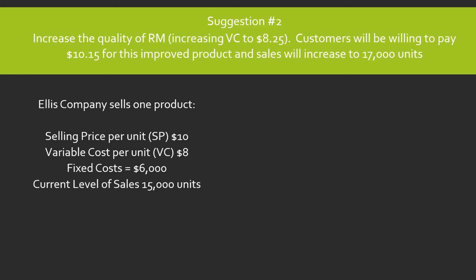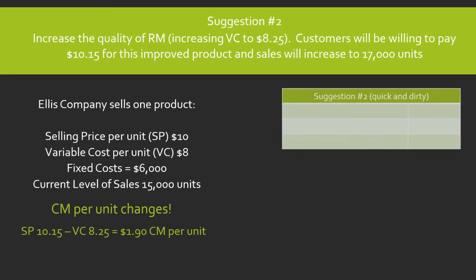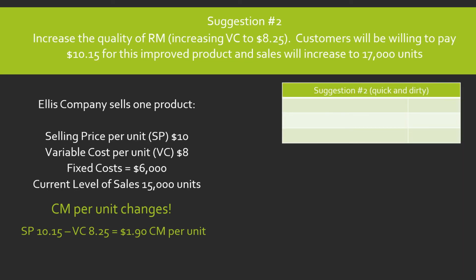So at this point, my contribution margin does change. So I need to calculate a new contribution margin per unit. It would be selling price of $10.15 minus the variable cost of $8.25. So when I do that math, I get a $1.90 contribution margin. So let's calculate suggestion 2's total contribution margin. It is going to be $1.90 per unit times 17,000 units they think we can sell, or $32,300.